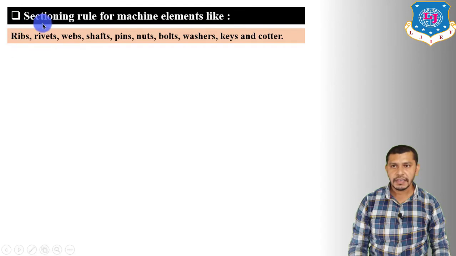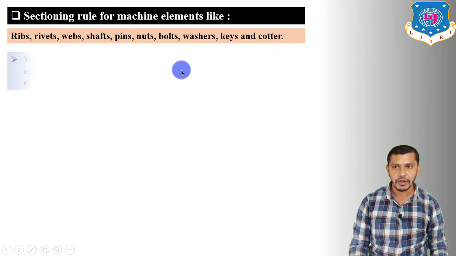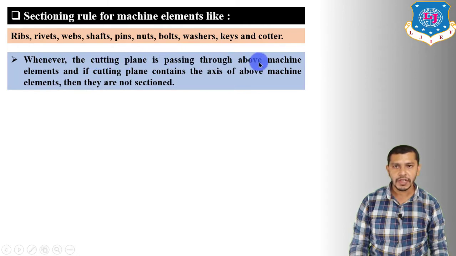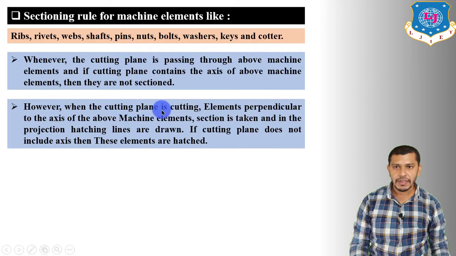Now let us see the sectioning rules for machine elements like ribs, rivets, webs, shafts, pins, nuts, bolts, washers, keys and cutters. Whenever the cutting plane is passing through the above machine elements, and if the cutting plane contains the axis of these elements, then they are not sectioned. However, when the cutting plane is cutting the elements perpendicular to their axis, when the section is taken, hatching lines are drawn in the projection. So if the cutting plane does not include the axis, then these elements are hatched.